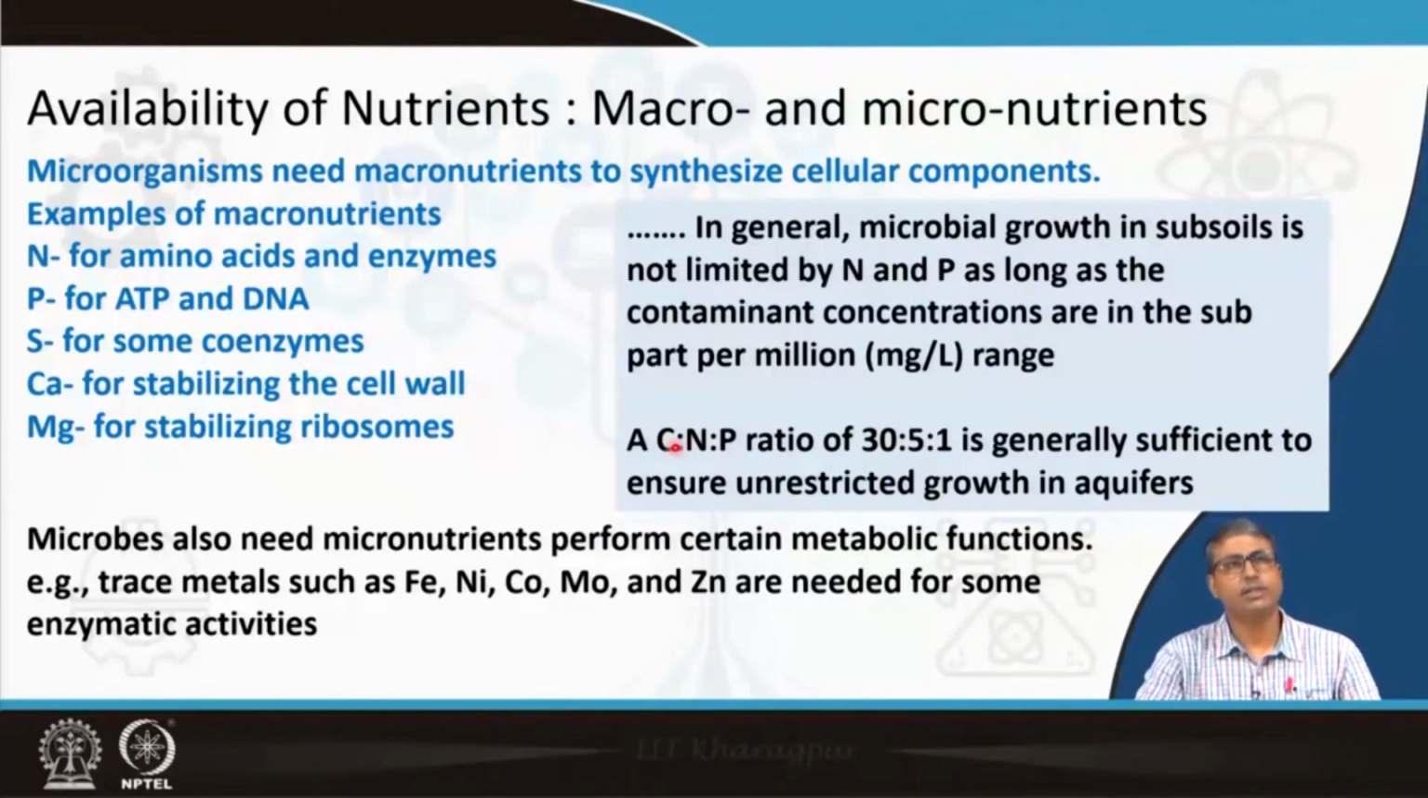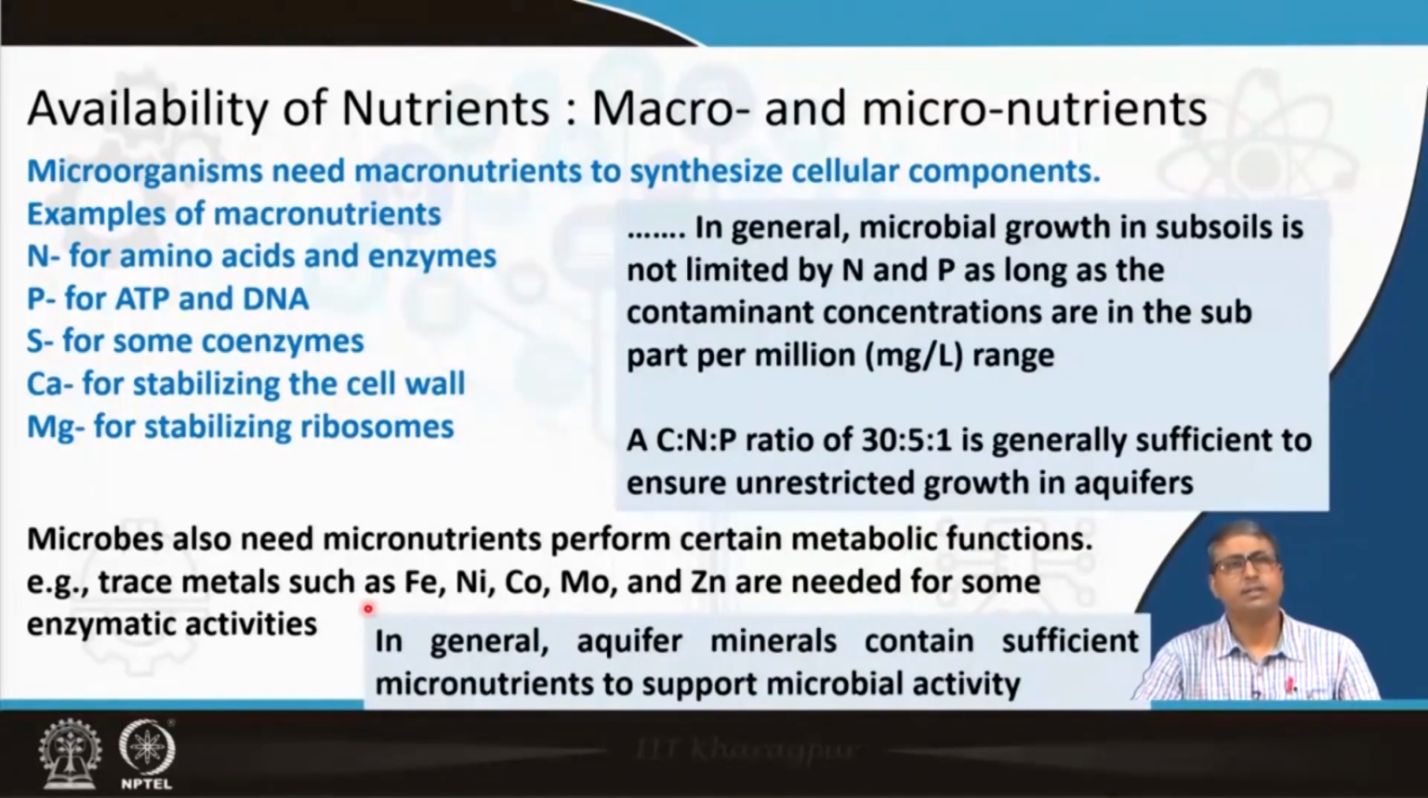Along with these macronutrients, microbes also need several micronutrients. So, macro and micro both are required, and these micronutrients are particularly critical because of their role in several metabolic functions. For example, trace metals like iron, sometimes in higher concentration as well, and nickel, cobalt, molybdenum and zinc are needed for enzymatic activities. In soil as well as in aquifer systems, we often see minerals, and these minerals are capable of providing these micronutrients.